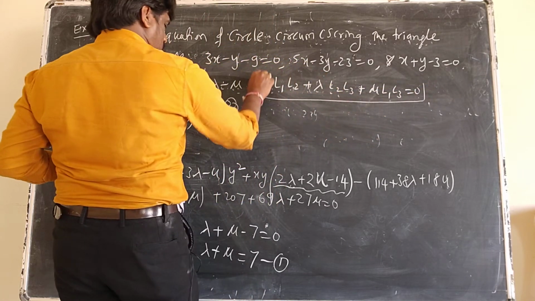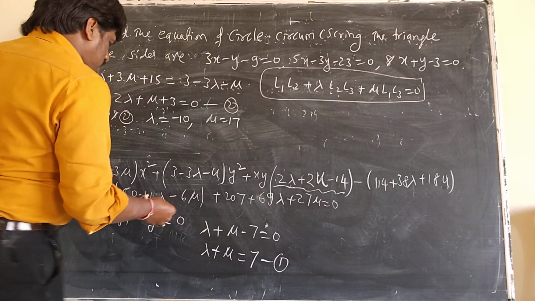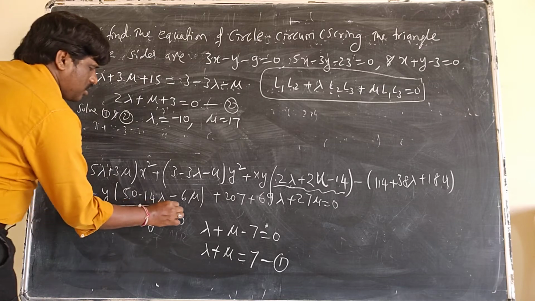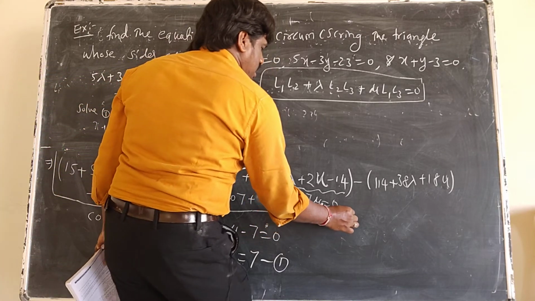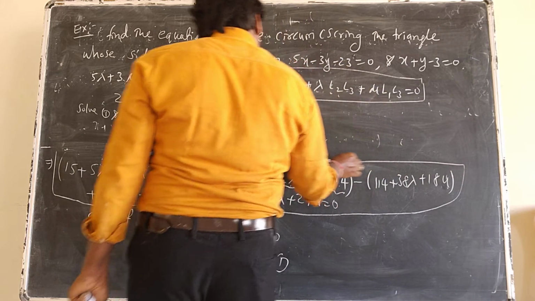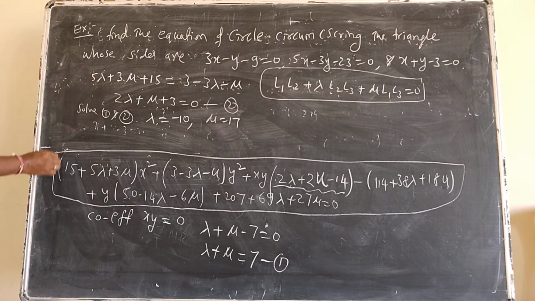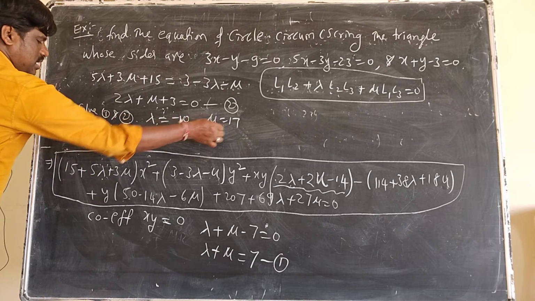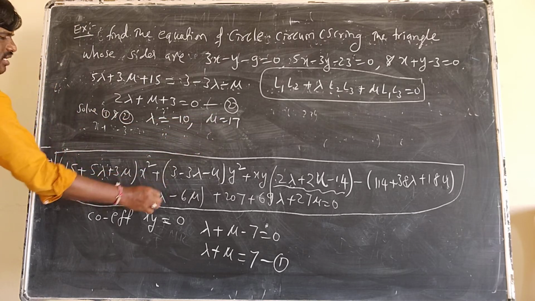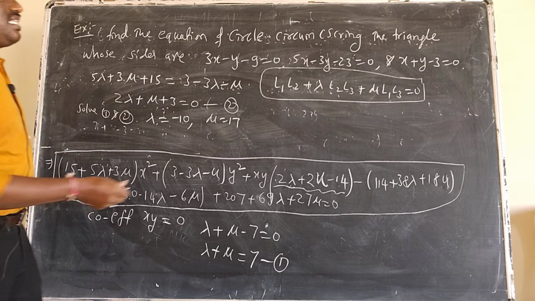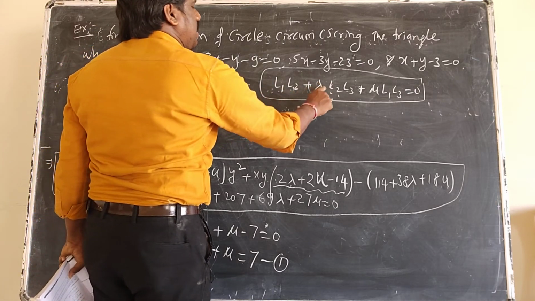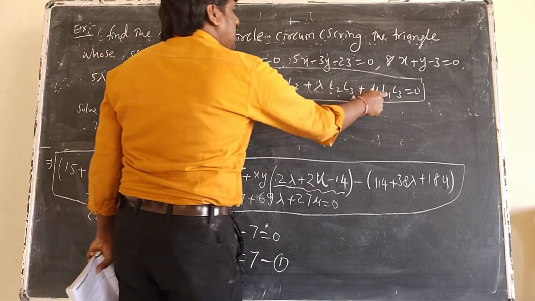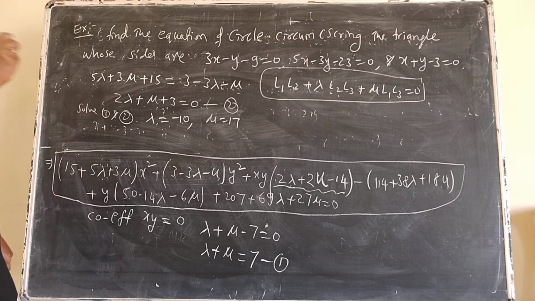In this you can substitute, or you can do one more thing, you can substitute in the last step. This one is the last step we got, right? You have to do it according to the options you have. In this last step, if you substitute lambda equal to minus 10, mu equal to 17, you are going to get the answer. If the answer is in this shape, L1 into L2 plus minus 10 times L2 into L3 plus 17 times L1 into L3 equal to 0, then the answer is like this.